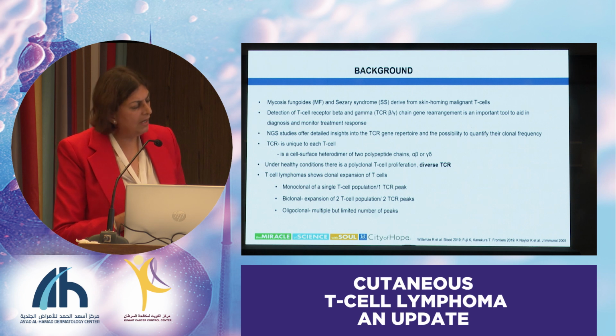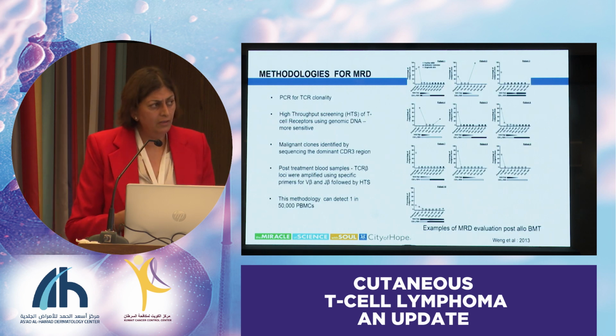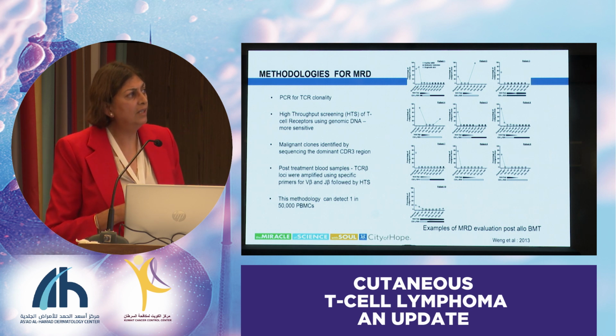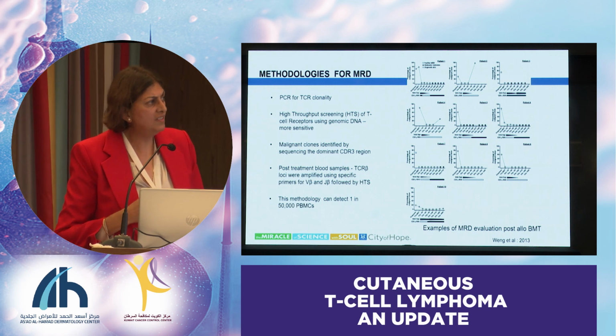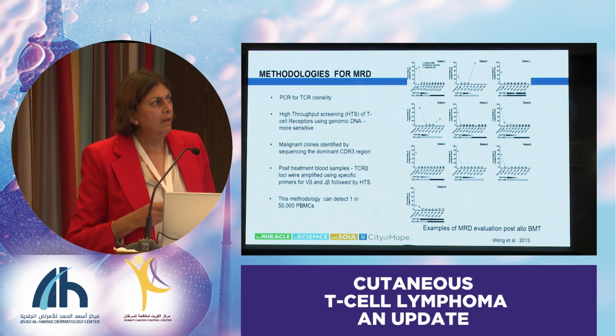So with this background, there's a couple of papers that have been published. This came out of Stanford, and they're transplant patients, and they have done PCR for T-cell receptor clonality, and then they followed that by high-throughput sequencing, identifying malignant clones. And they actually did that before transplant and then after transplant.